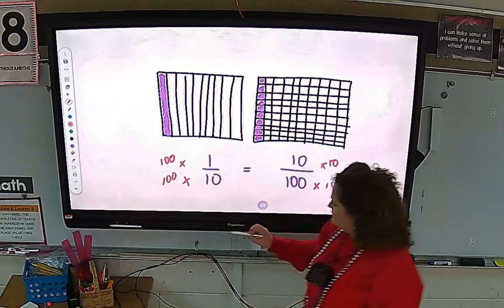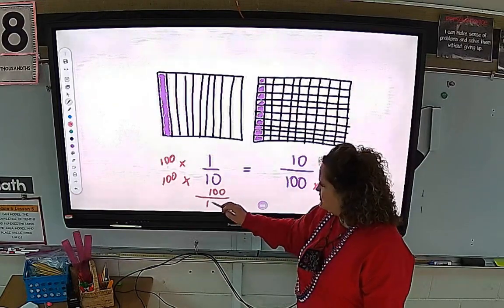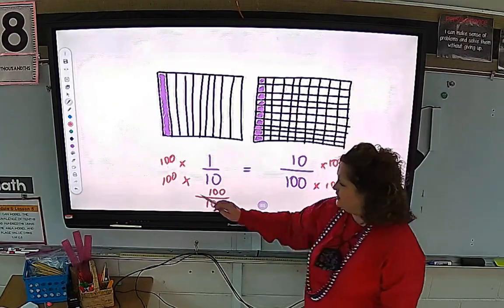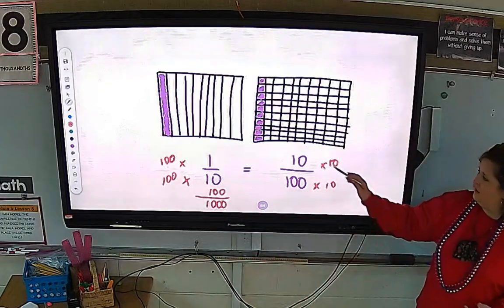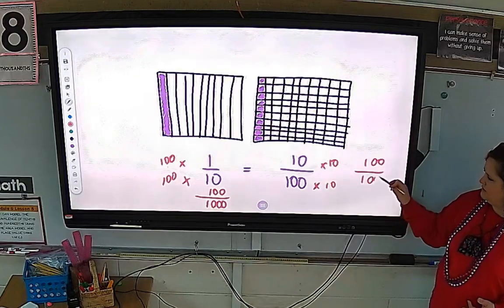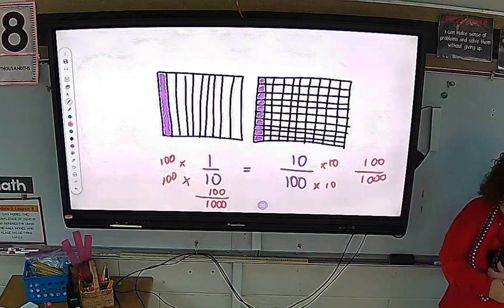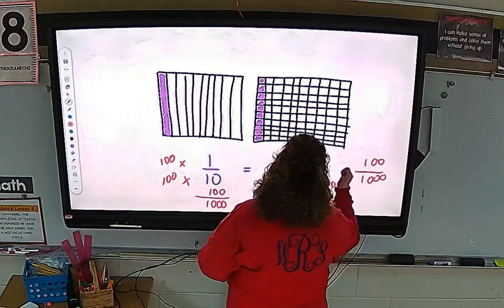And over here we would get 100 thousands. Did y'all get that? There's 100, we're multiplying by 10, we just add a 0. Over here we would get 100 thousands. We're in thousands now. Okay, so once again, with steal it and hide it, we have proved these are equal.